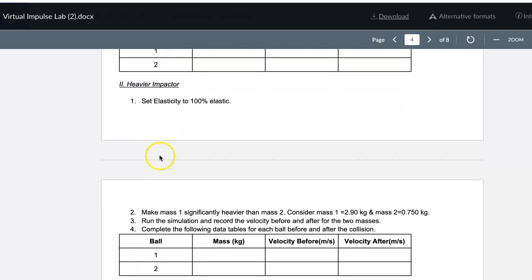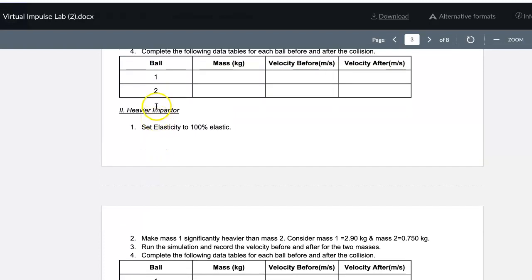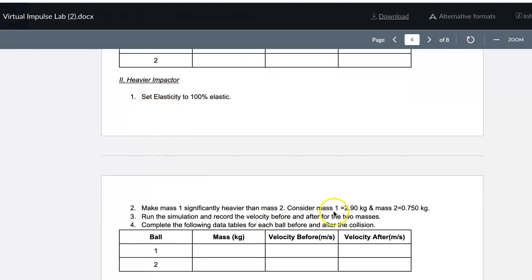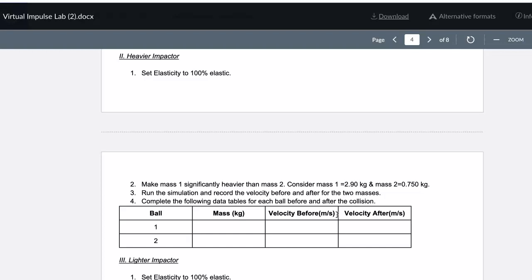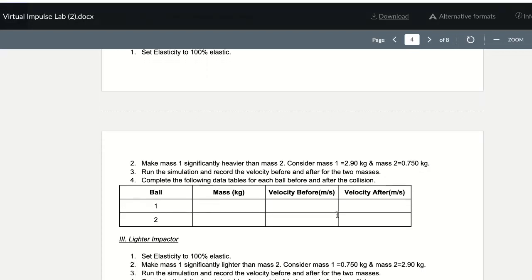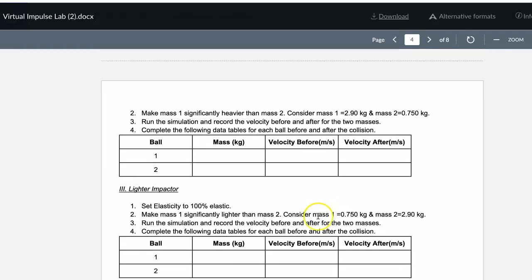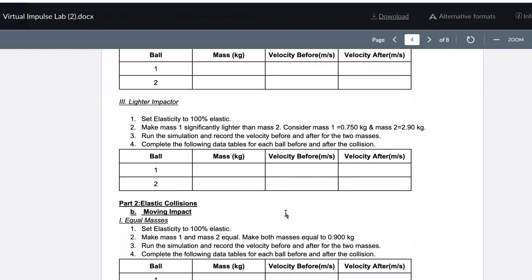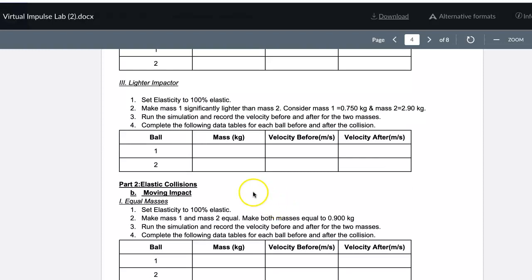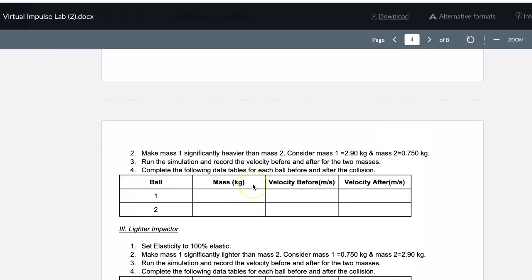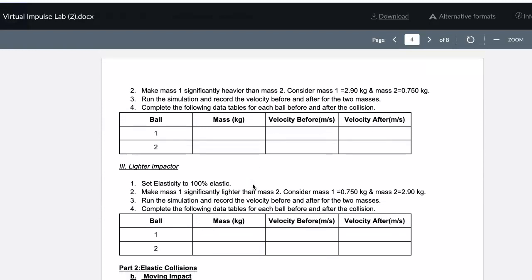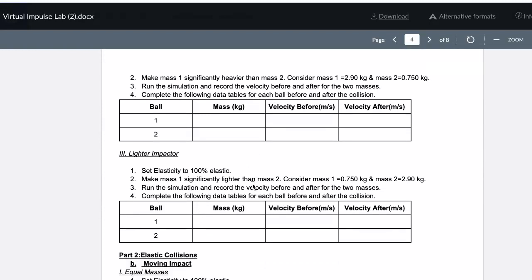Then we are going to have the second attempt, where we have a heavier impactor, which means the mass that is going to hit, mass 1, is 2.90 kilograms, significantly heavier than the second mass, which is 0.75. Then a lighter impactor, of course, where the one that is going to hit is light. In 1, 2, and 3, the target mass was stationary.